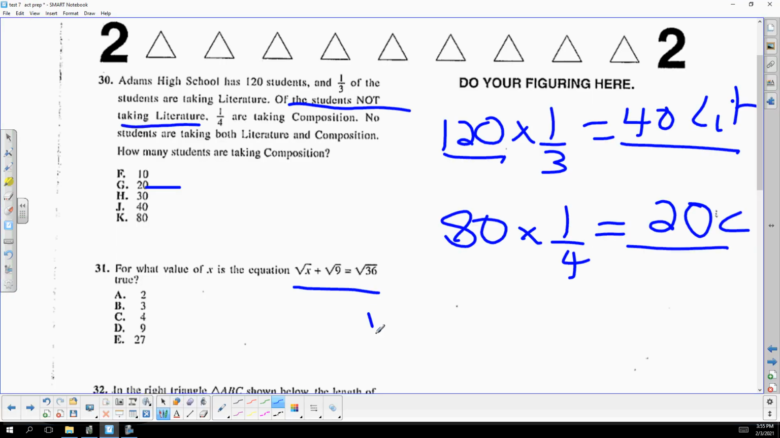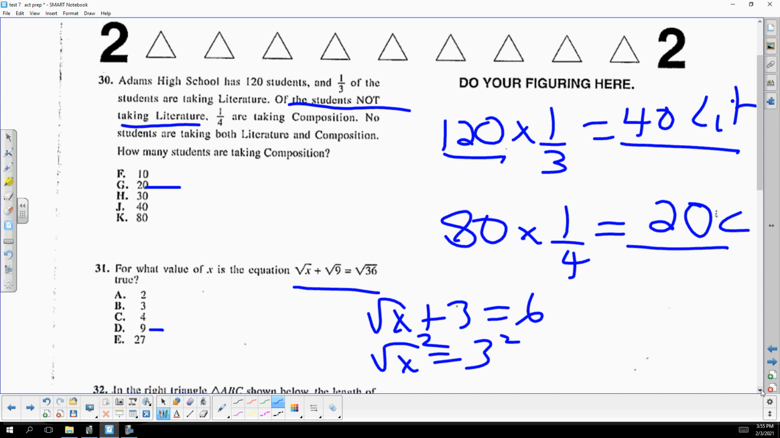You could have also done this. Subtracted 3 and squared both sides. 3 squared is 9.